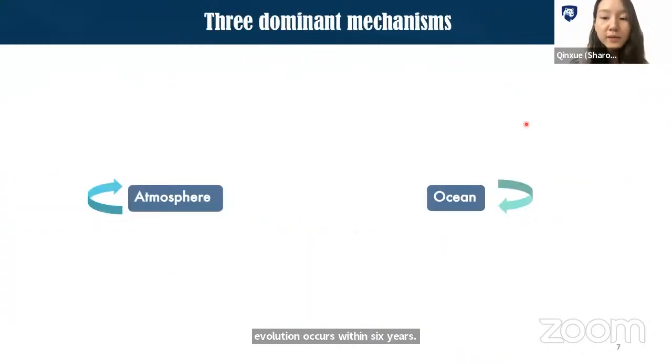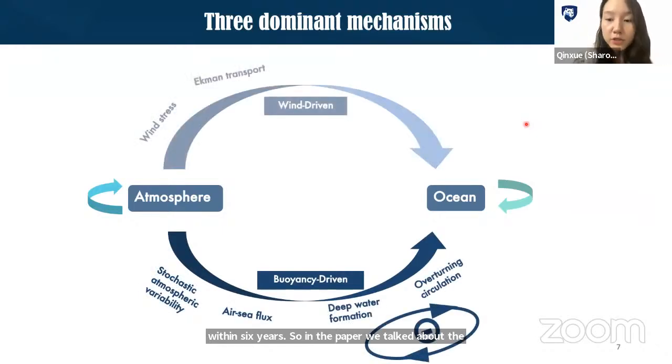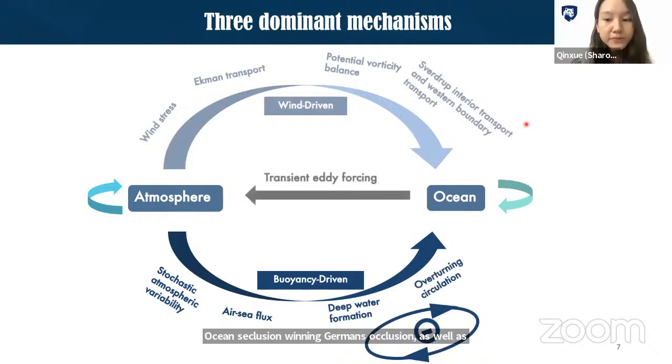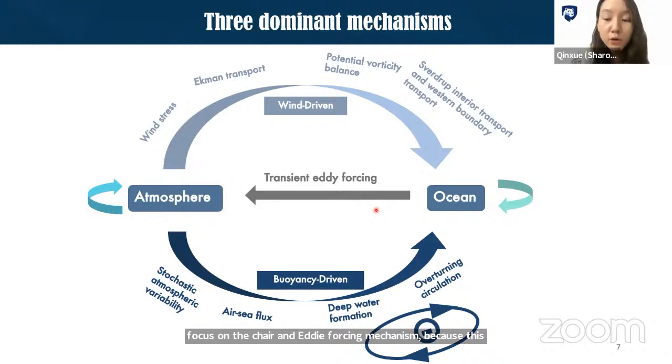In the paper, we talked about 3 dominant mechanisms: the buoyancy-driven ocean circulation, the wind-driven circulation, as well as the chain eddy forcing. In this presentation, due to time limits, I will just focus on the chain eddy forcing mechanism, because this localized eddy forcing might be hard to capture in some other frameworks. But thanks to the evolution SOM method, we're able to capture these nuanced SST patterns over time, as I just showed in the previous slide, and therefore identify the associated eddy forcing here.